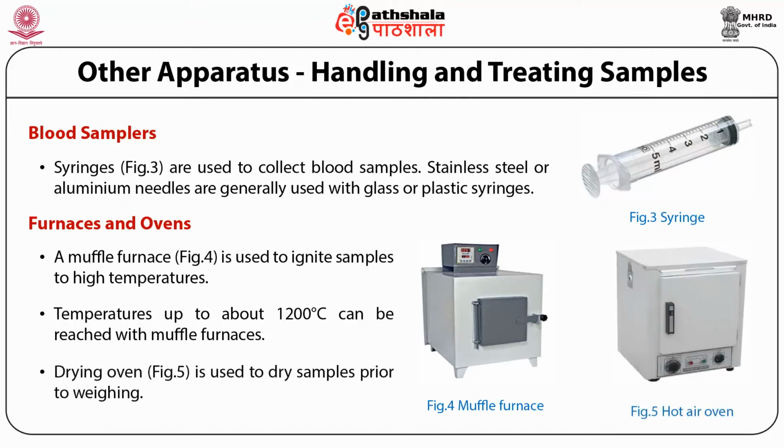A drying oven is used to dry samples prior to weighing. These ovens are well ventilated for uniform heating. The usual temperature employed is about 110 degrees centigrade, but temperatures of 200 to 300 degrees centigrade may be obtained.